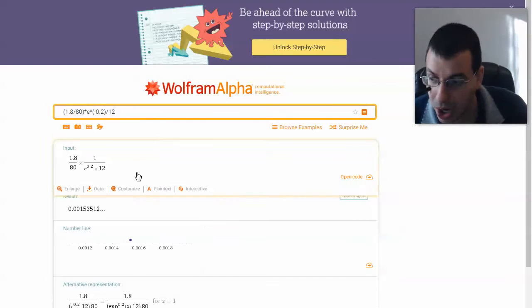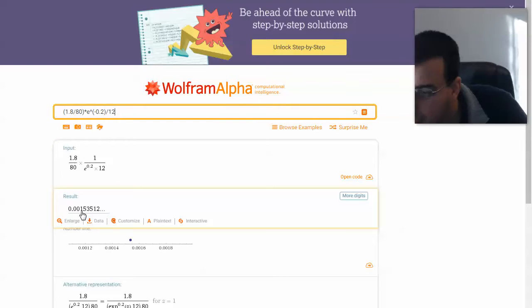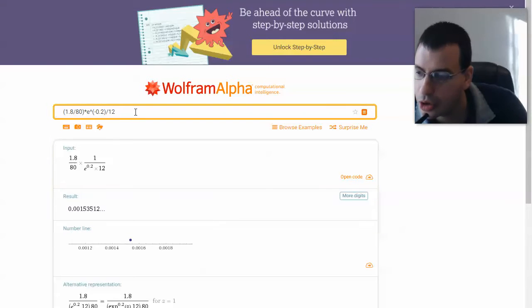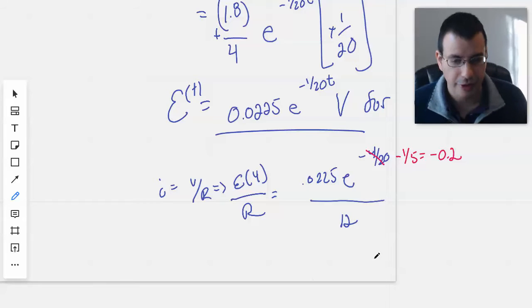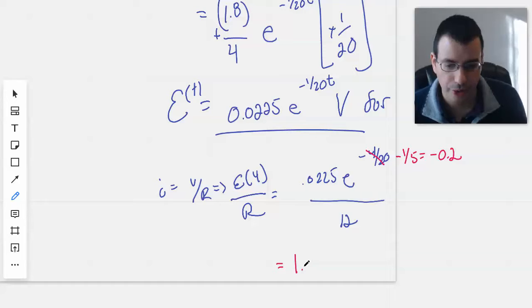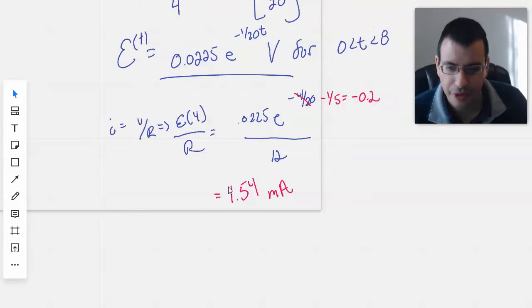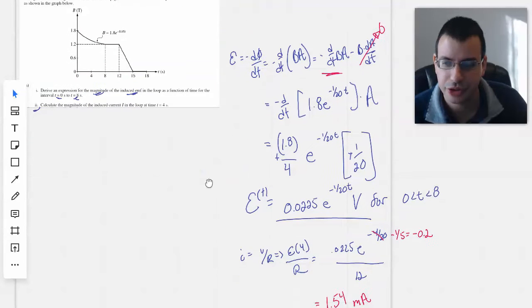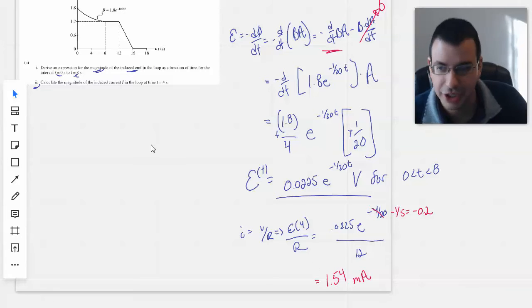And so we get, wow. So we have 1, 2, 3. So 1.54 milliamps. All right, so remember that? Equals 1.54 milliamps. Yep, that seems reasonable. It's not a lot of amps, but it's okay, it's an induced EMF. Induced EMFs are generally small. Yes, so that's the correct answer.